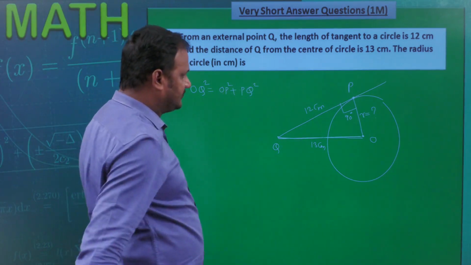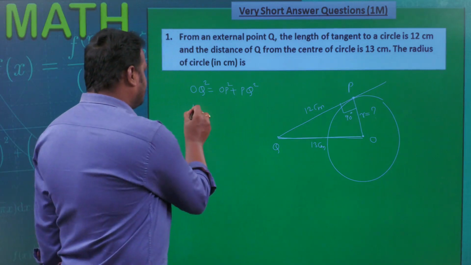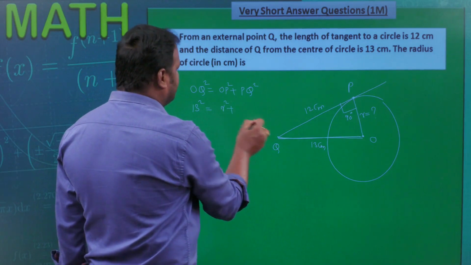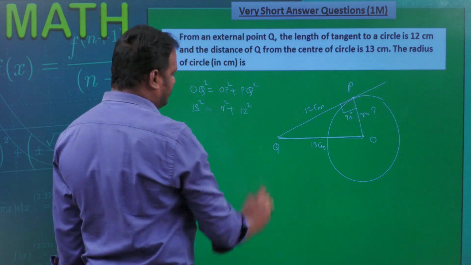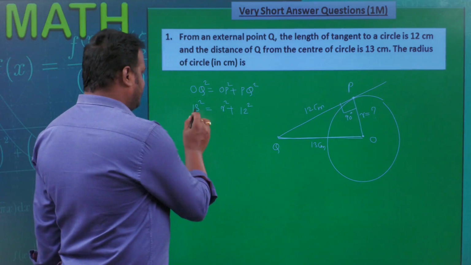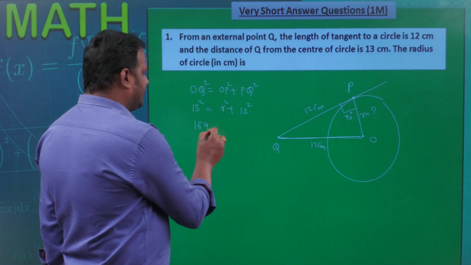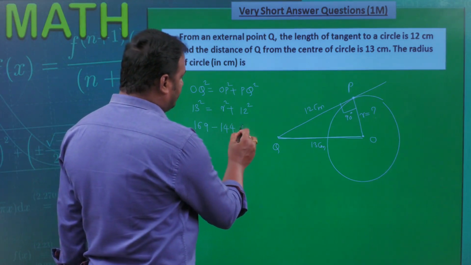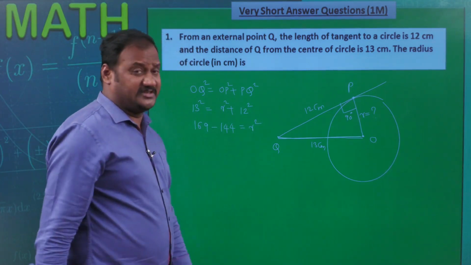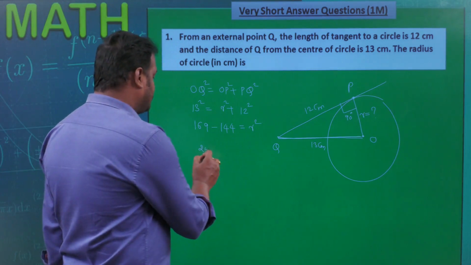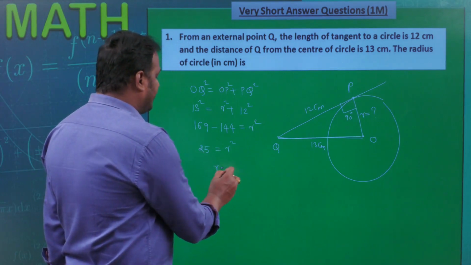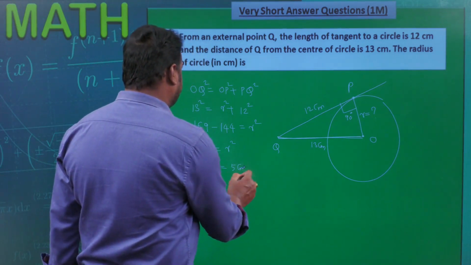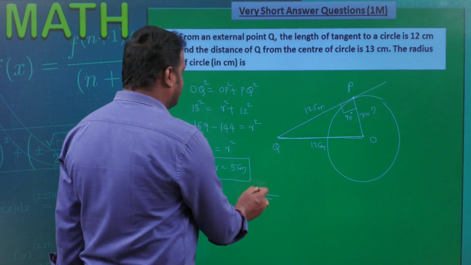Now substitute the given values. OQ is equal to 13. So 13 square is equal to OP, the radius, so radius square, plus PQ is 12 centimeters, so 12 square. Clear? 13 square is equal to 169. Transpose 12 square to this side, it would be minus 12 square. 12 square is 144. So 169 minus 144, which is 25, is equal to R square. Then R is equal to plus or minus 5, but the radius cannot be negative, so the radius is equal to 5 centimeters. So this is the way of answering this problem.